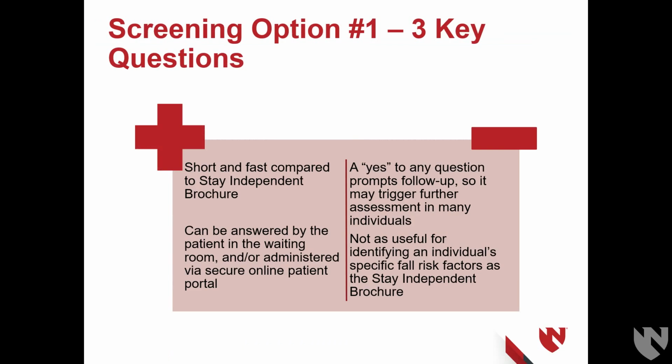Some pros and cons of these two options include the following. The 3 key questions is obviously very short and fast compared to the Stay Independent brochure. And again, this is something that can be done in advance of the patient appointment, either the day of the appointment in the waiting room or in advance at home. A drawback to the 3 key questions is that a yes to any question is going to prompt further follow-up. And there may be many patients who screen positive with this very simplistic screen. So it's going to trigger further assessment in many, many individuals. Another drawback is that it's not as useful as the Stay Independent brochure for starting to identify specific fall risk factors, because it does not get into the why whatsoever.